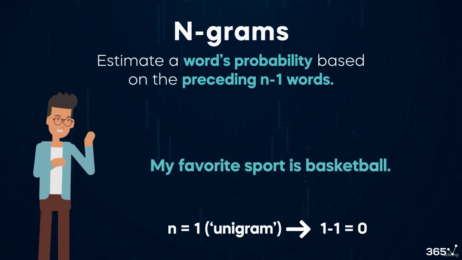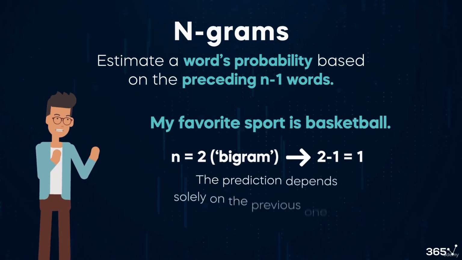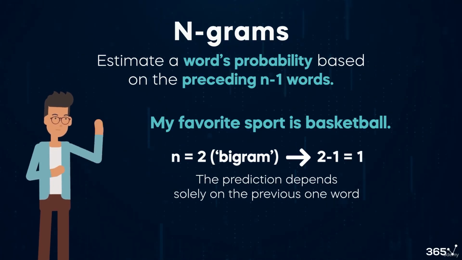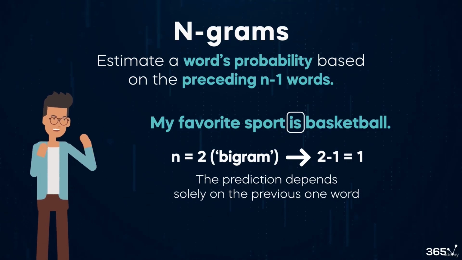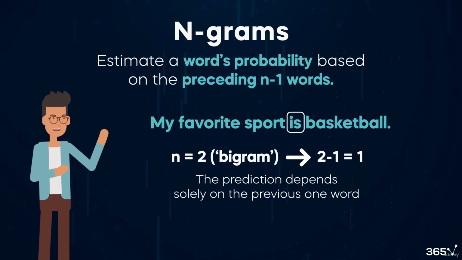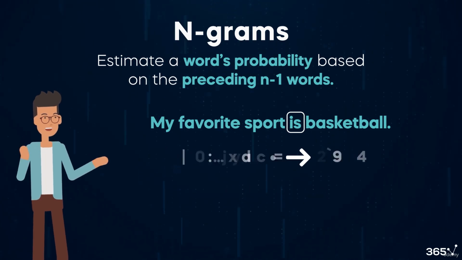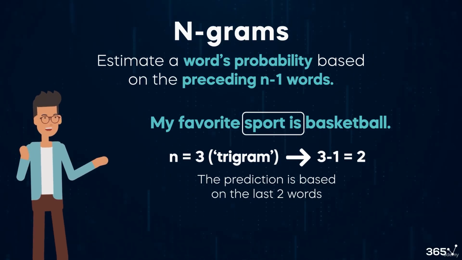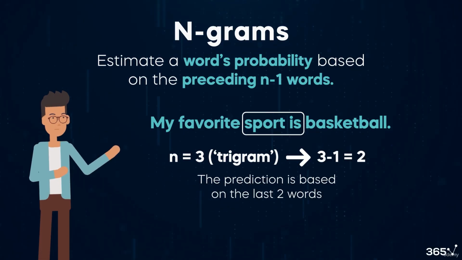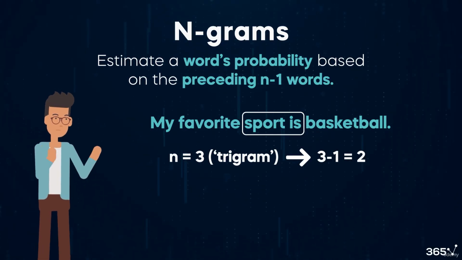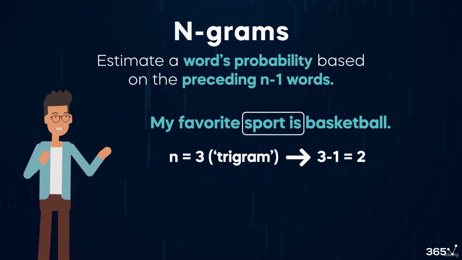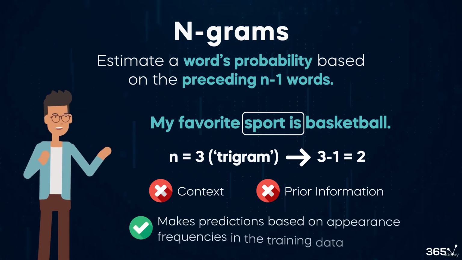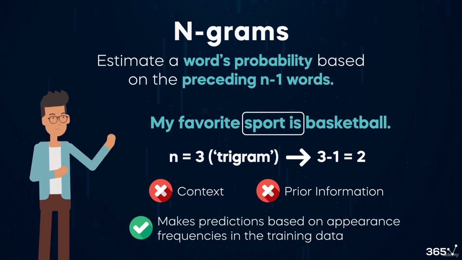words in the sentence. But if n equals 2, called a bigram, the prediction of basketball depends solely on the previous one word. In "my favorite sport is", we focus on "is" to analyze the frequency of all subsequent words in the training data. The same goes for a trigram. The model analyzes instances of "sport is" in the training data to predict the most frequently occurring subsequent word. So this is how N-gram works. Far from ideal, huh? The model seems to miss the subtleties of context and prior information. It simply aims to optimize predictions based on appearance frequencies in the training data.